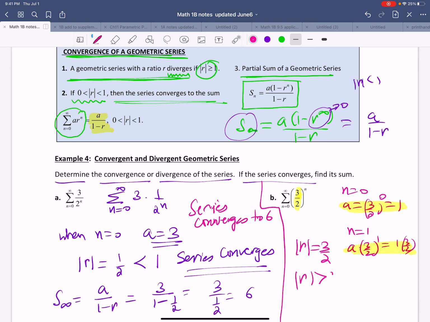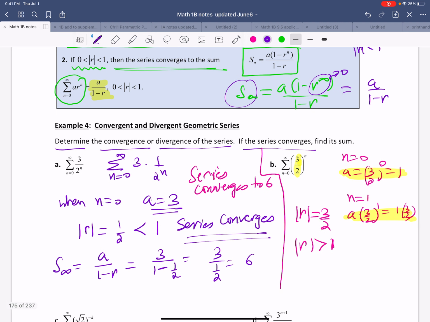In this case, r is greater than 1, 3 halves is greater than 1. If the absolute value of r is greater than 1, then the series diverges. That means we cannot find the sum of this series. It doesn't converge. It doesn't get to a particular number. As you're adding more and more terms, the sum is getting bigger and bigger.